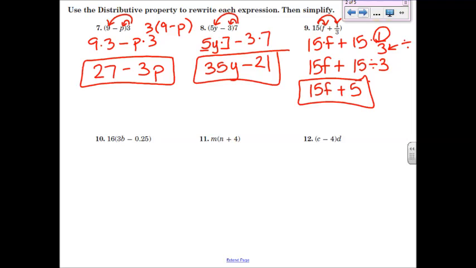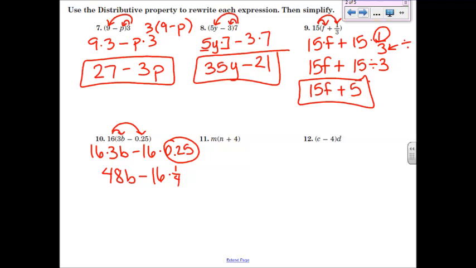In number 10, 16 gets multiplied through, and I have a decimal, which we'll deal with in a minute here. So I have 16 times 3b minus 16 times 0.25. Well, 3 times 16, 16 plus 16 is 32, plus 16 is 48b, minus 0.25, which is just the fraction 1/4.